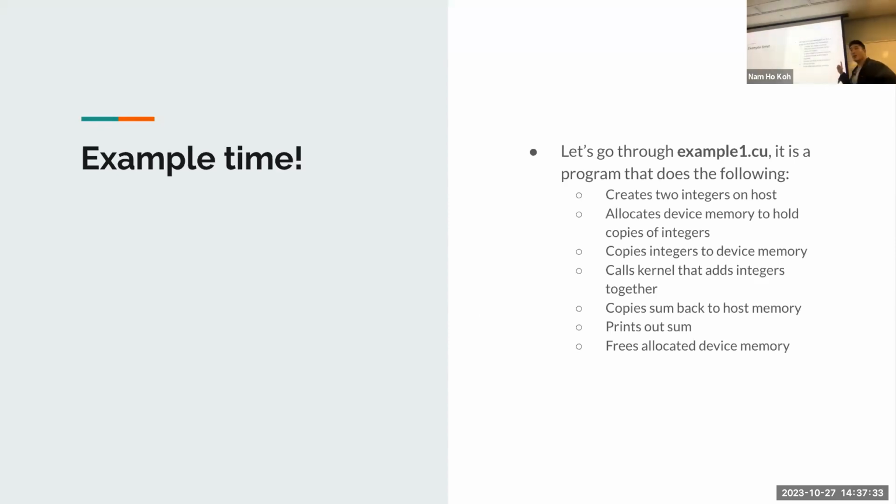Now, the fun time. There's an example on Canvas right now, example.cu. Basically, what it does is initialize two integers on the host, and then it copies the integers to device memory. It calls the kernel that adds the integers together. You should see it add one. And then the sum function. It copies the sum back to host memory, prints the sum out, and then frees the allocated device memory, all right?